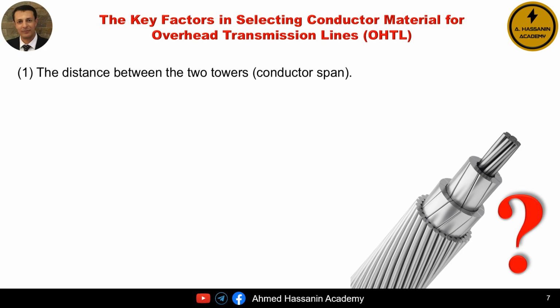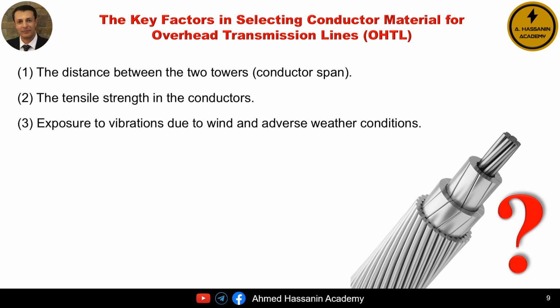Factor number 1, the distance between the two towers. Factor number 2, the tensile force acting on the conductors, which is of course due to the weight of the conductor or wire. Factor number 3, whether the transmission line is subjected to vibrations caused by wind or whether it is relatively stable and steady. In other words, whether the line is located in an area with strong and continuous winds or in an area where the weather conditions are relatively stable.